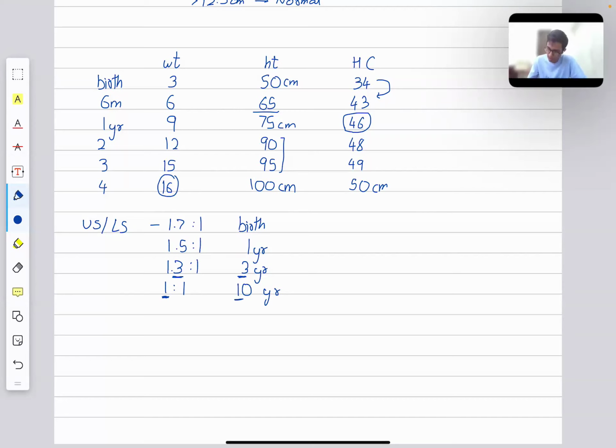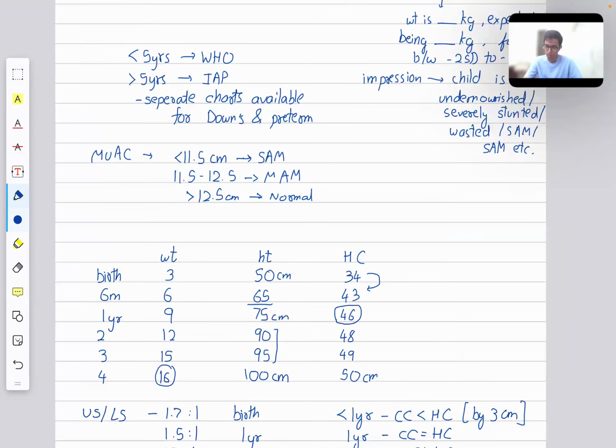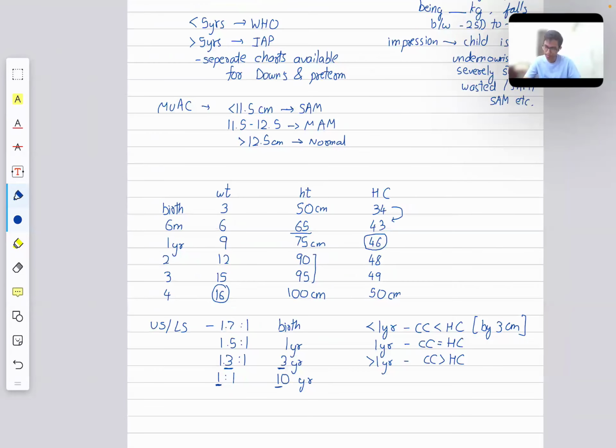As for chest circumference, all that you need to remember is that in a child less than 1 year, chest circumference is less than the head circumference. At 1 year, chest circumference will be equal to head circumference, and greater than 1 year, chest circumference will be greater than head circumference. This is lesser than head circumference by 3 centimeters.